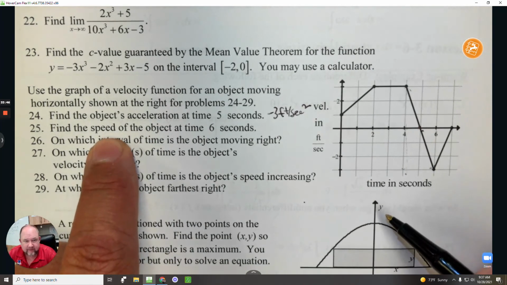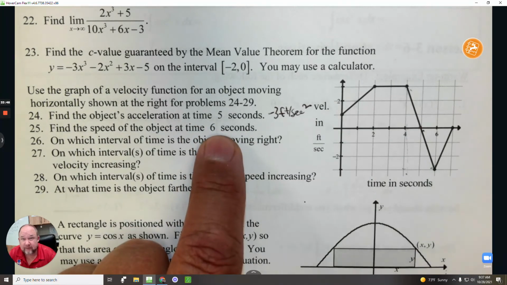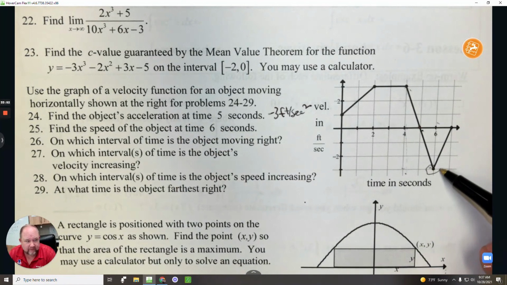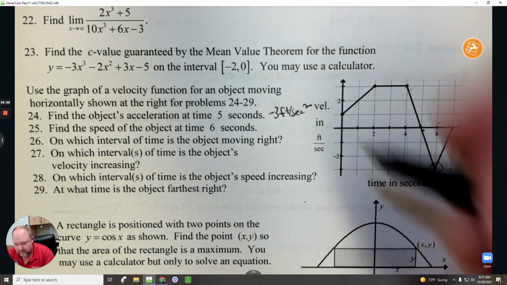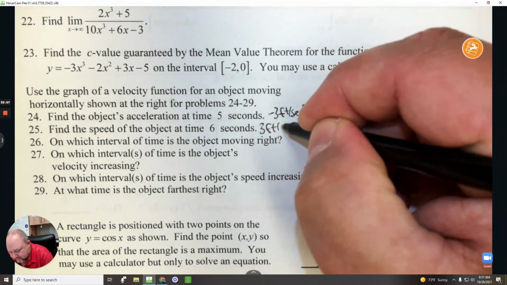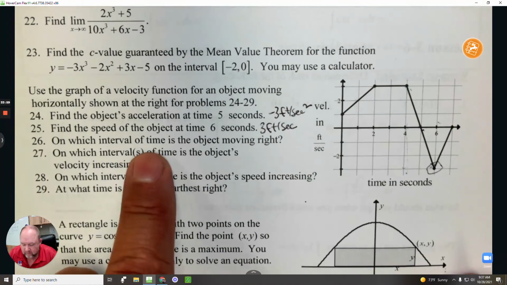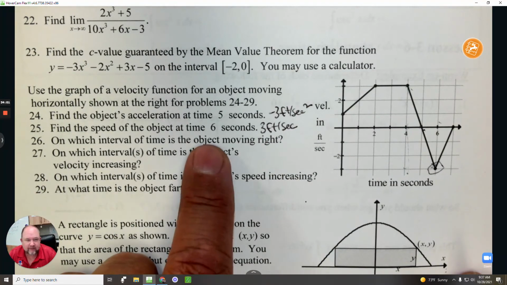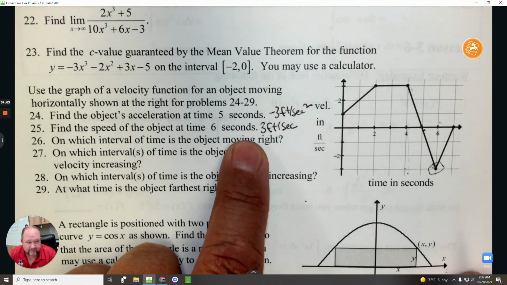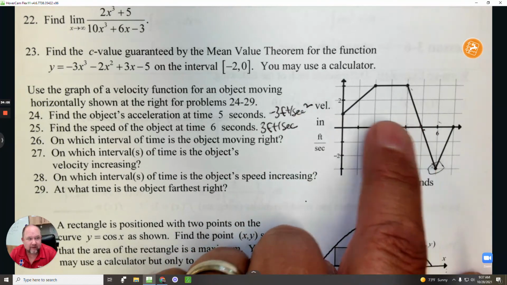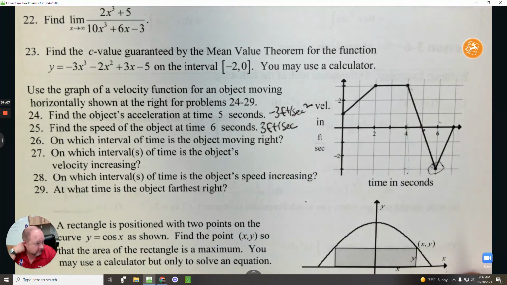Find the speed of the object at 6 seconds. Speed is the absolute value of velocity. At 6 seconds, the velocity is -3, so the absolute value of that would be +3 feet per second. On which interval of time is the object moving to the right? It's moving to the right when it's above, right? So from 0 to 5, it's moving to the right.